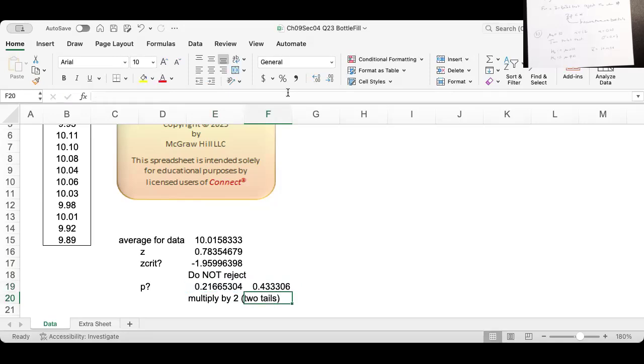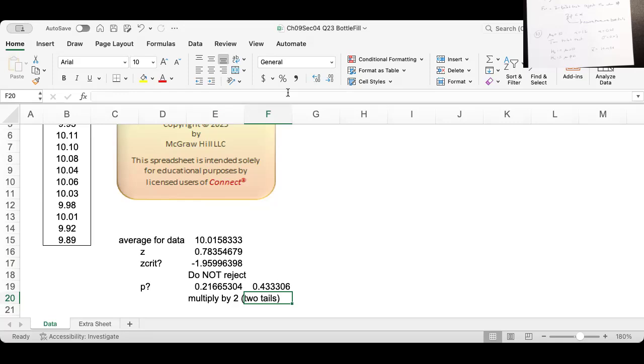Is that smaller than 5%? 0.05. Is that smaller than 0.05? 0.4 is a lot bigger than 0.05. That's 43%. Not 5%. That's too big. Remember, we reject when P is small, not big. That's the difficult thing to remember. If I'm looking at Z's, I reject when the Z is too big or too far out. When I'm looking at P's, I reject when it's too small.